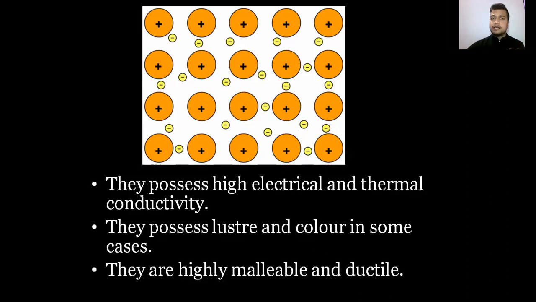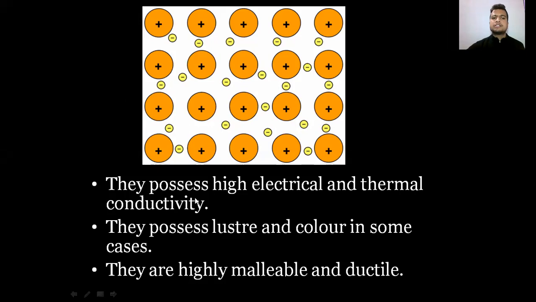And what are the other properties a metal will have? They'll have very high electrical and thermal conductivity. Why they will have very high electrical and thermal conductivity, I don't have to tell you. Because of these free electrons, if I put a potential difference on two ends, the electrons can easily flow. They possess luster, they shine, right? And color in some cases.